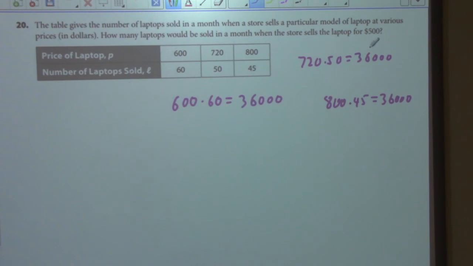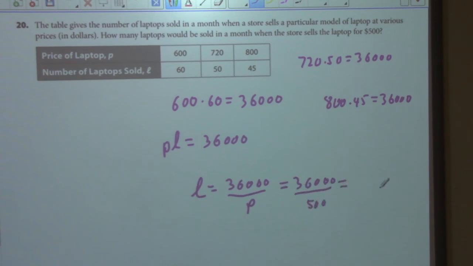So I just took 36,000 divided by 500. So it looks something like this: P times L equals 36,000, is that right? And you want to find laptops, so you want to find the number. So L equals 36,000 divided by P, right? Equals 36,000 in this case divided by 500, which is going to be 72. 72 laptops, right? Okay, does that look right?